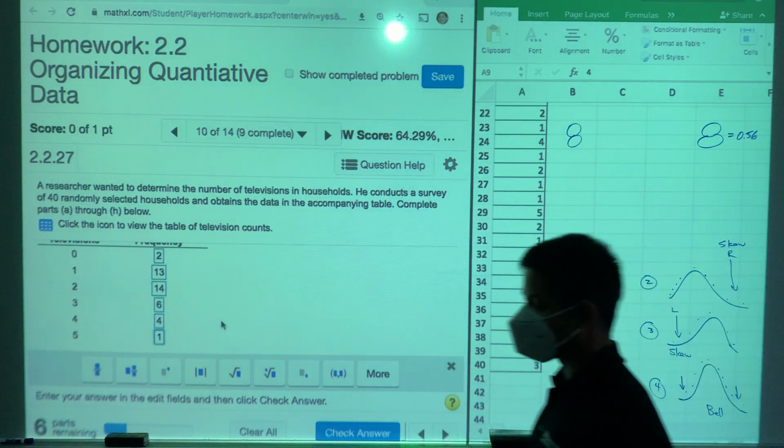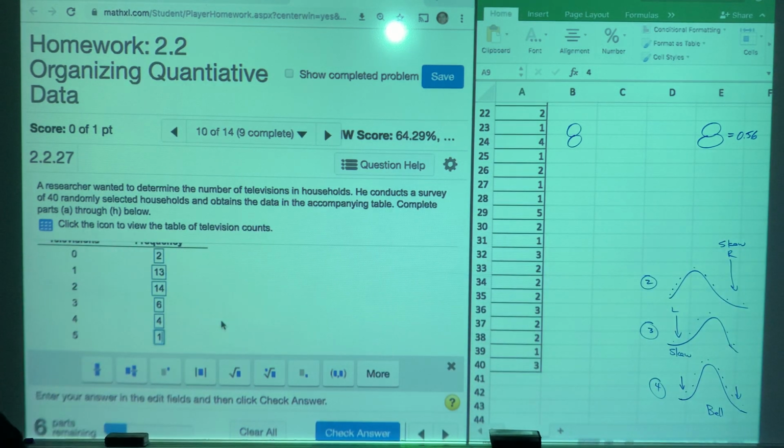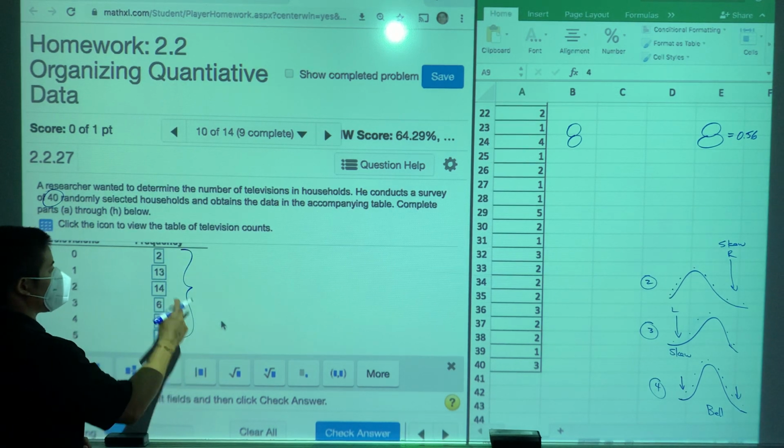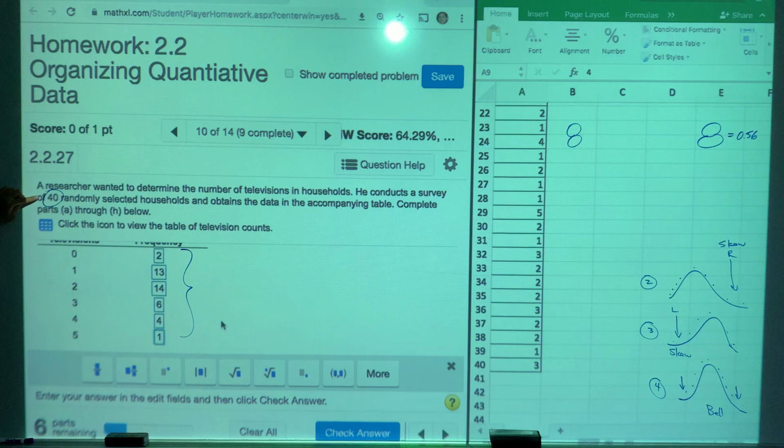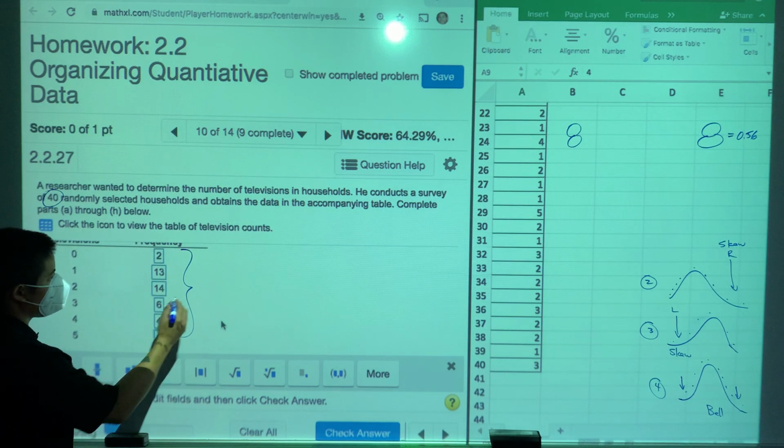What's a way that I can try to quickly check my work? They said they surveyed 40 families. What should this add up to? 40. Why does it not add up to 1? Because it's not the relative frequency. The frequency should add up to the total number that you surveyed. So, an easy way to check your work when you're dealing with just the frequency is if they tell you how many are surveyed, then it should add up to that. So 15, 29, 30, I got it.